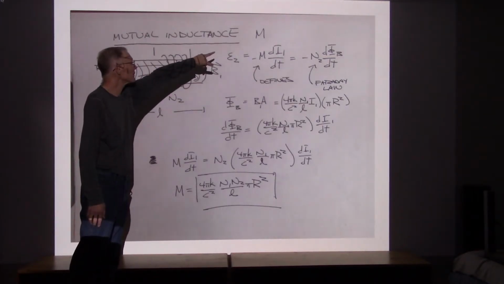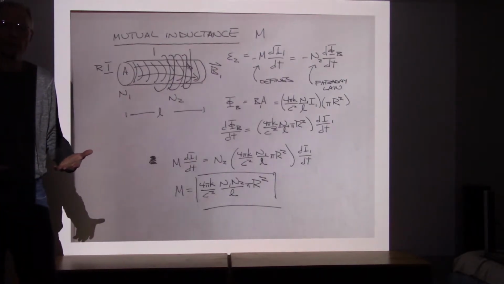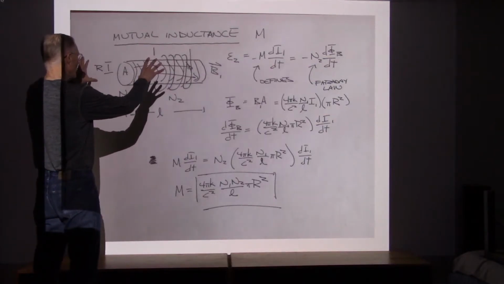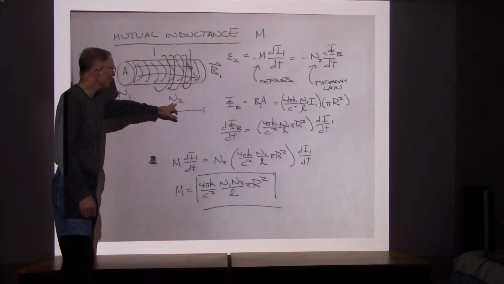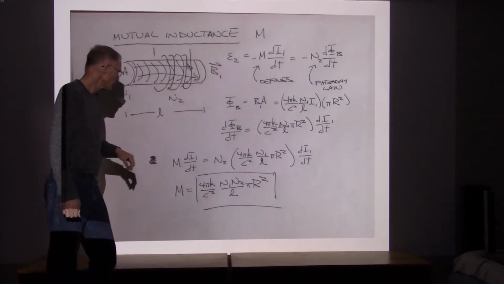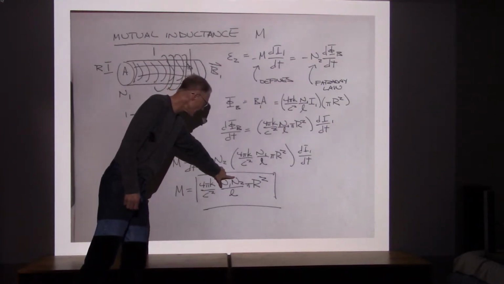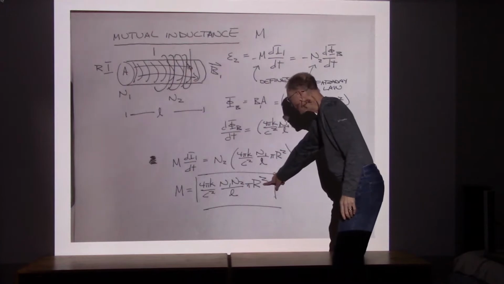So again, we had defined what we wanted to call mutual inductance. And for this particular setup, a solenoid wrapped with N2 loops of wire for a secondary circuit, the mutual inductance is 4 pi k over c squared, N1 times N2 over L, times pi r squared.